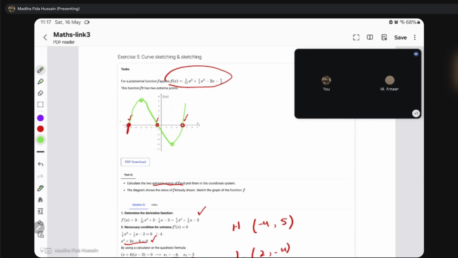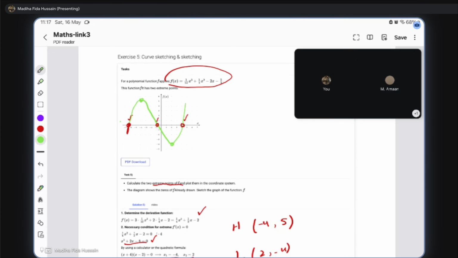Because the question is saying to calculate the extreme points. Yeah, extreme point means high point or low point.